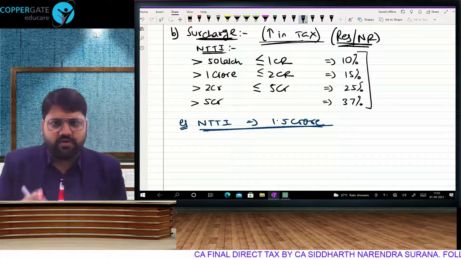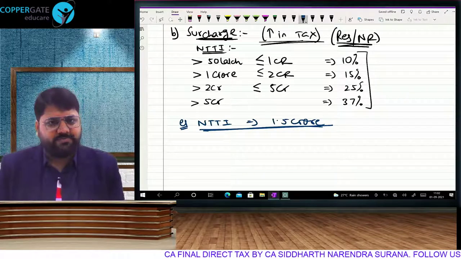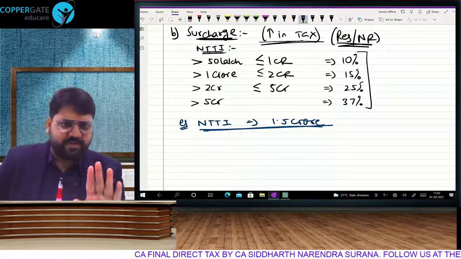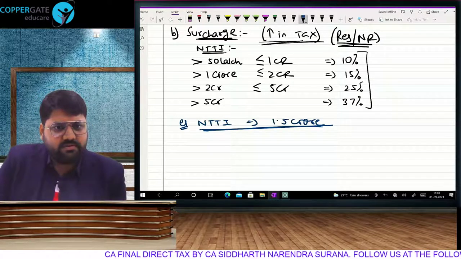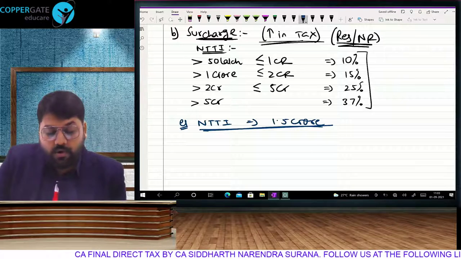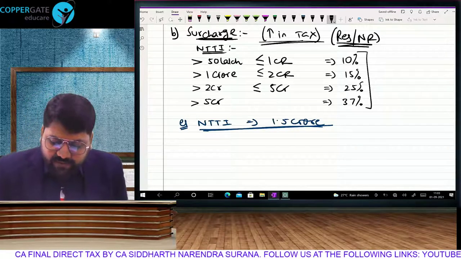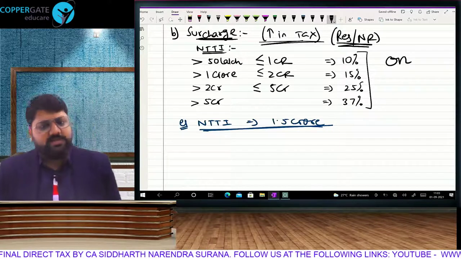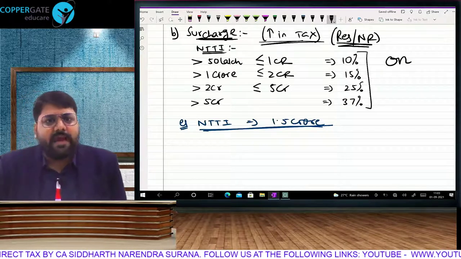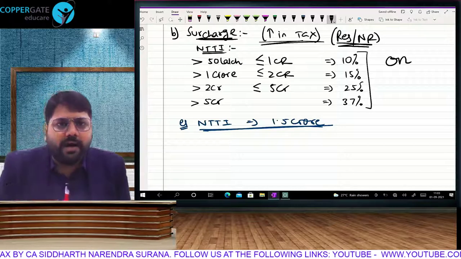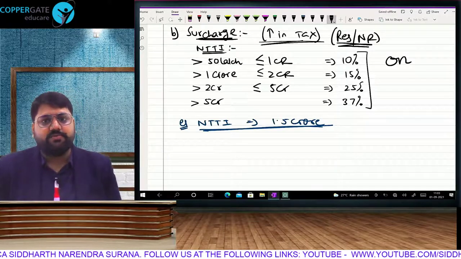Between 1 crore and 2 crore, 15%. No marks for guessing or answering this question. 15%. Very easily understood. Now what is the question? This 10, 15, 25, 37, whatever is the applicable rate, it will be applicable on what amount? That is my question, dear students.